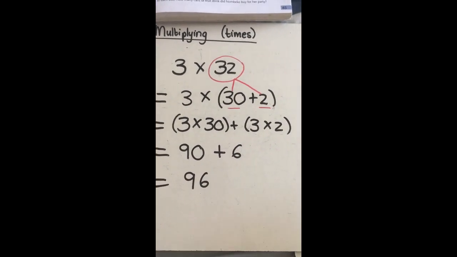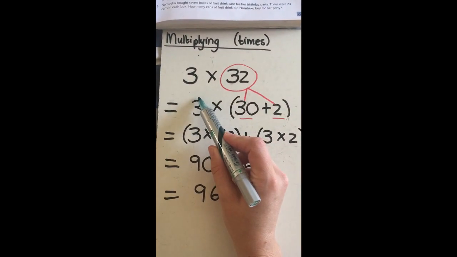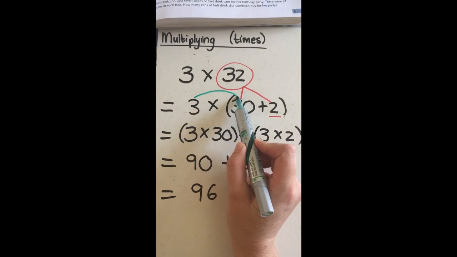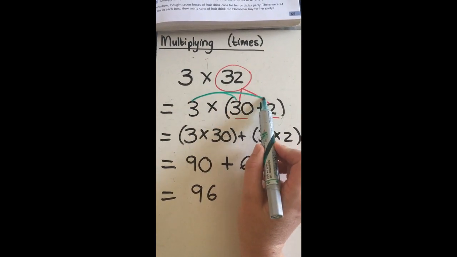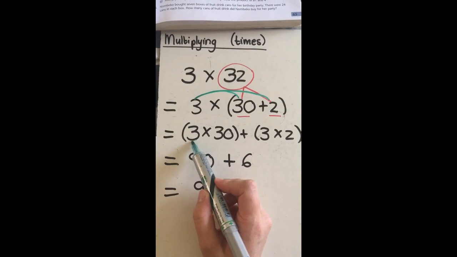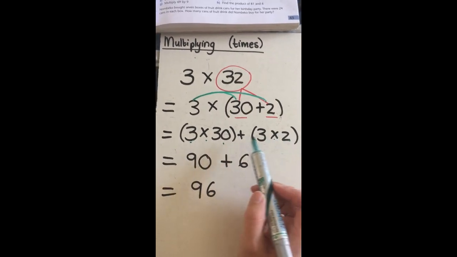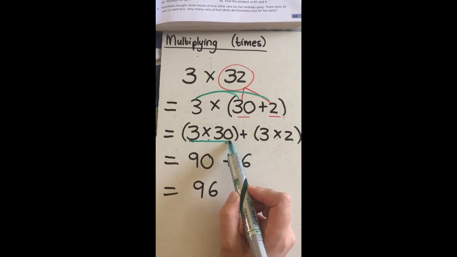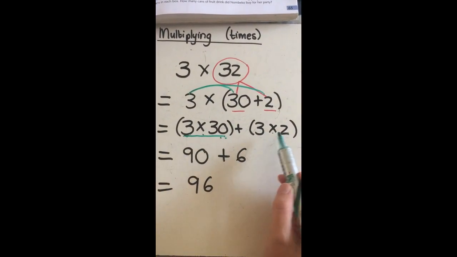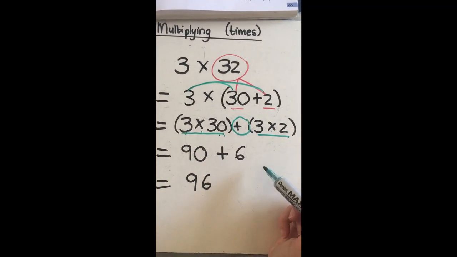Next, we need to write it in pairs as we're going to multiply it. So we need to say 3 times 30, but also 3 times 2. That's what we do on the next line. 3 times 30 and 3 times 2. The brackets are just there to show you that we need to do this step and this step separately. Then we can add them together.